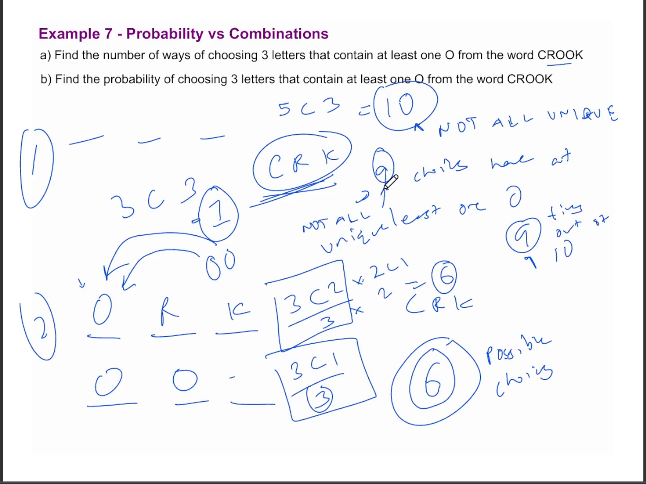that choice has at least one O, which directly gives us our answer to part B, which is the probability of choosing those 3 letters, where we know that we have a total of 10 choices we can have, obviously not all unique, but 10 possible choices that we can have. From those, 9 are successful that have at least one O, which gives us this as our probability for choosing those 3 letters that have at least one O from that word.